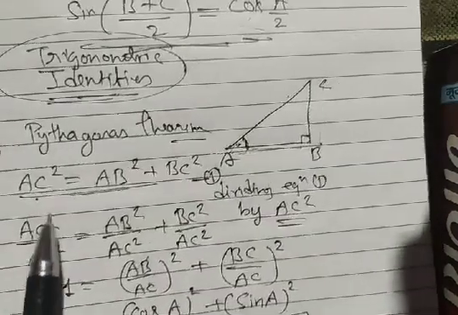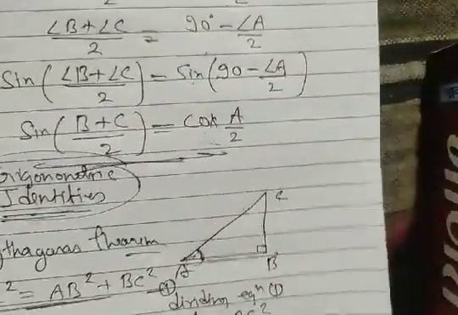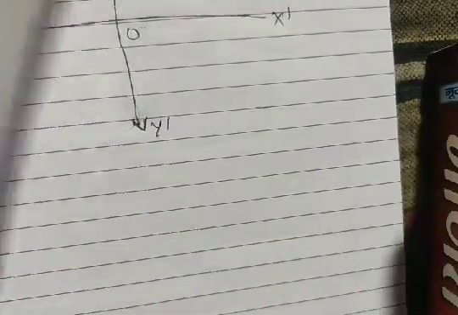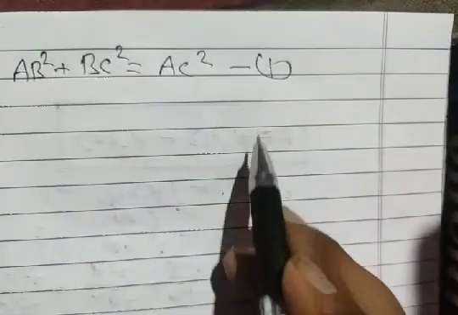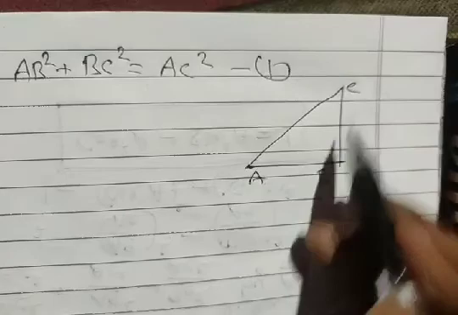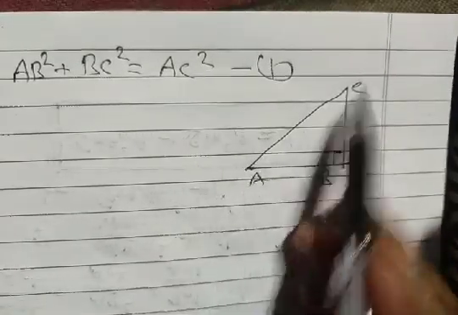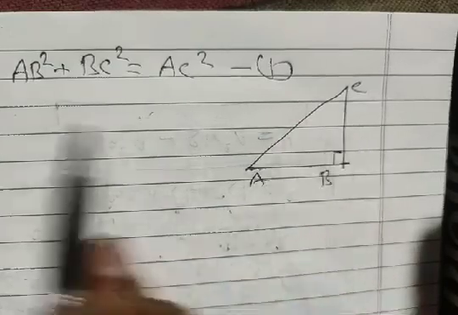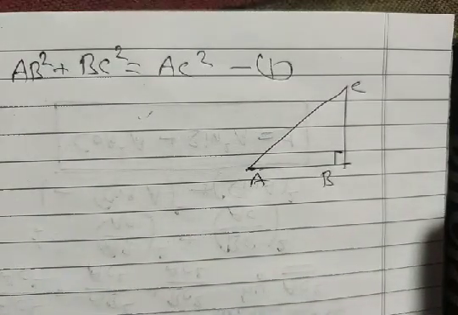Now again we start with our last figure, the right angle triangle ABC. What do we have? AB square plus BC square equal to AC square. In the last topic we divided it by AC square.